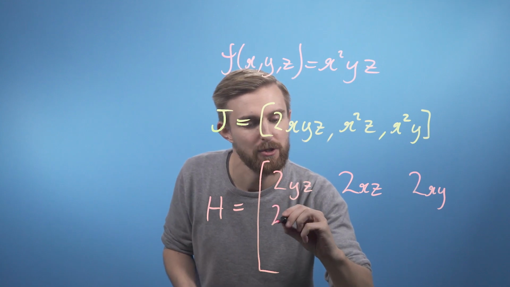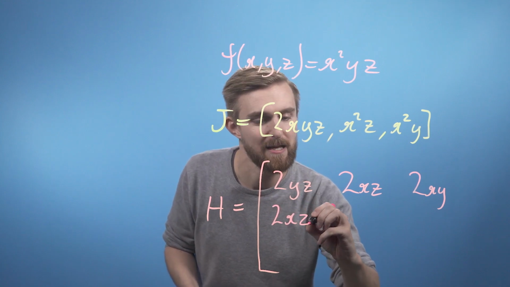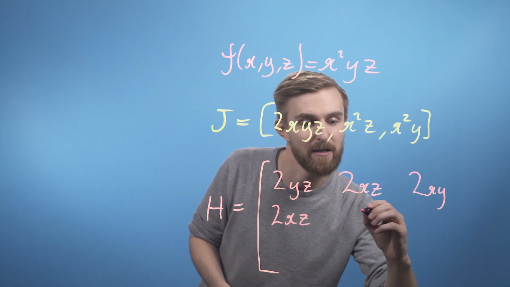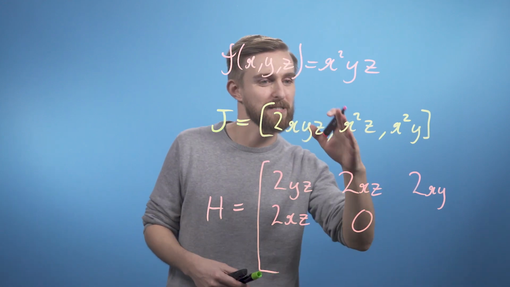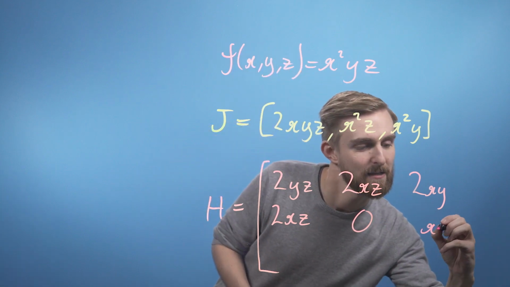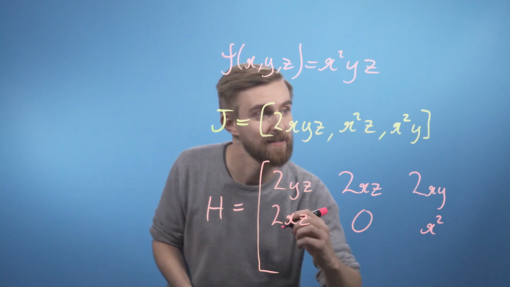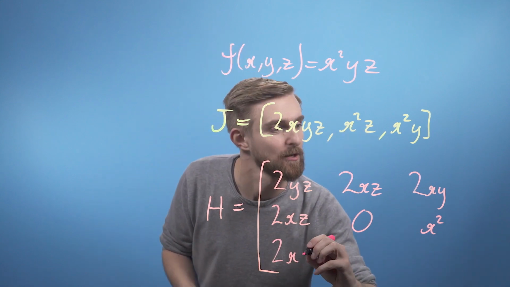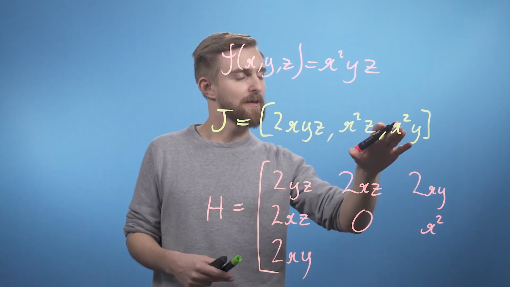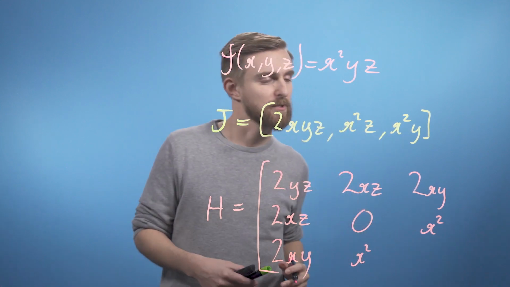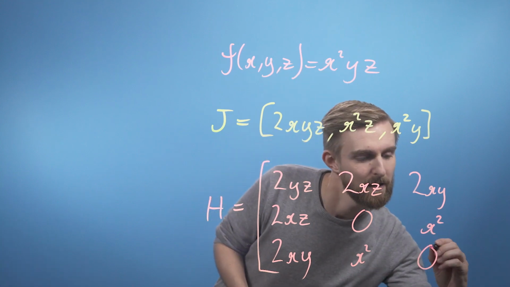So you get 2xz. We're going to differentiate with respect to y, so we're going to get nothing. We're going to differentiate this thing with respect to z, and we get x squared. Lastly, take this term, make the last row, differentiate with respect to x, we get 2xy. And then with respect to y, we get x squared. And with respect to z, we get nothing.